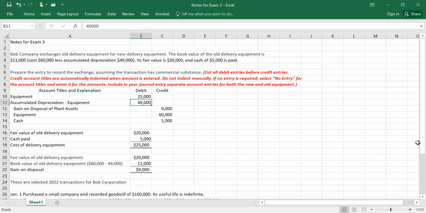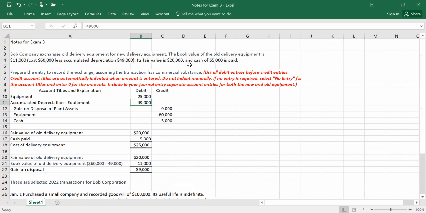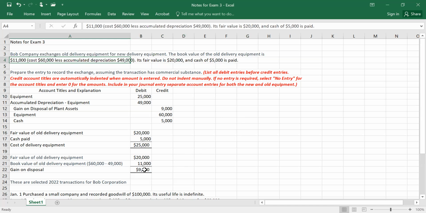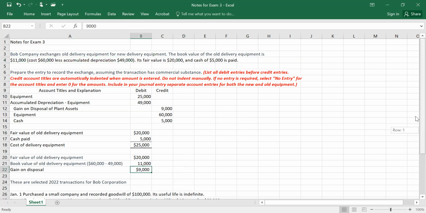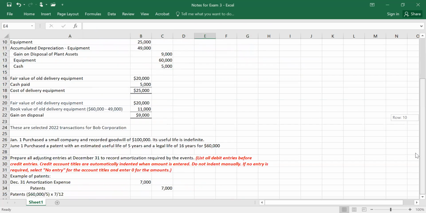To determine the gain on the disposal of the asset, we have to take the fair value of the old equipment, which is right here, 20,000, subtract the book value of the old equipment, which is right here, 11,000, and that gives us the gain, which is 9,000. So what we want to do is credit that gain on disposal of plant assets for 9,000, credit the equipment for 60,000, which is its cost right there, credit cash for 5,000, which of course is what was paid.